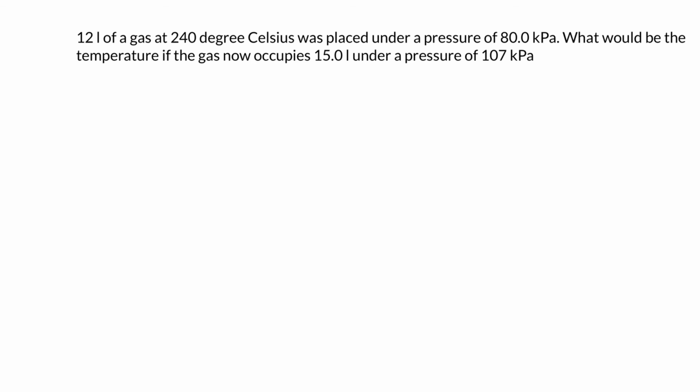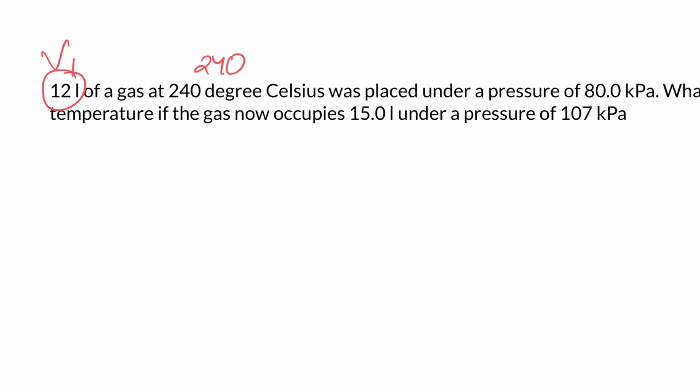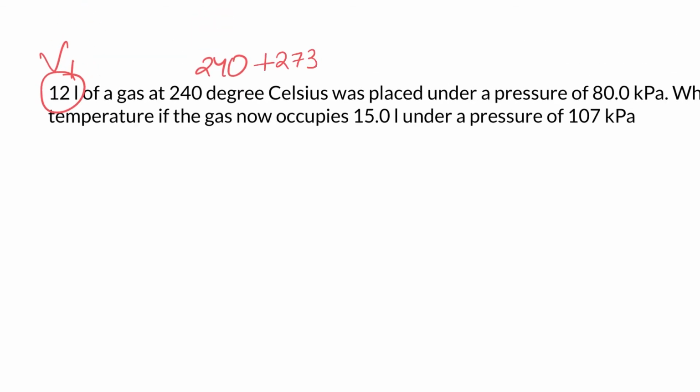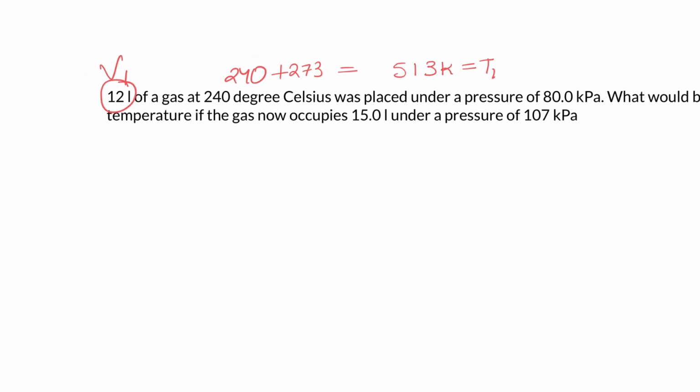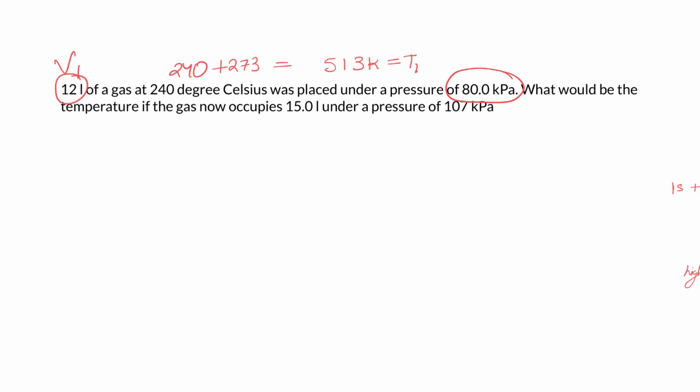Okay, so I hope you did solve it and did not just wait for the 5-second pause that I gave, right? So 12 liters is V1, 240 degrees. So 240 plus 273 comes to 513 Kelvin, that is your T1, placed under a pressure of 80 kilopascals. So that is your P1. What would be the temperature if V2 is 15 liters and P2 is 107?